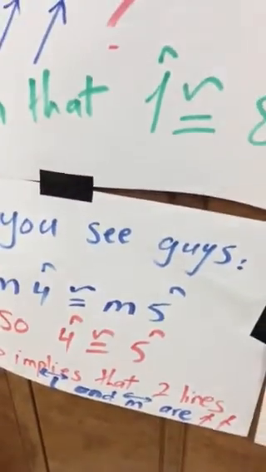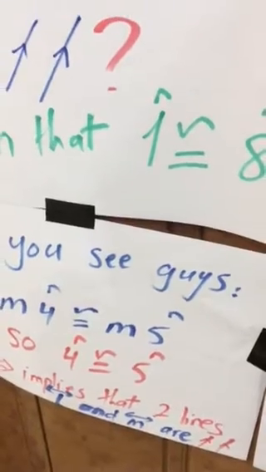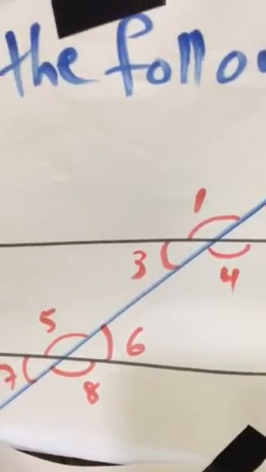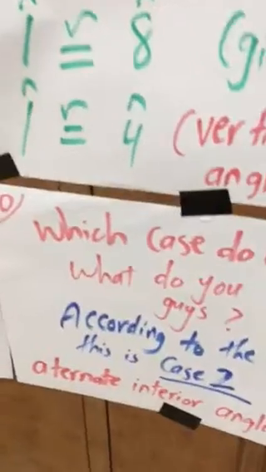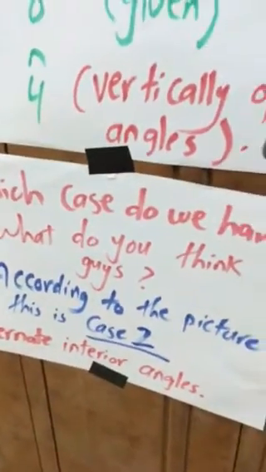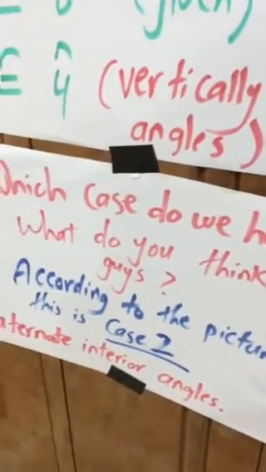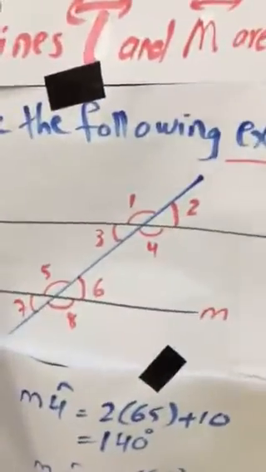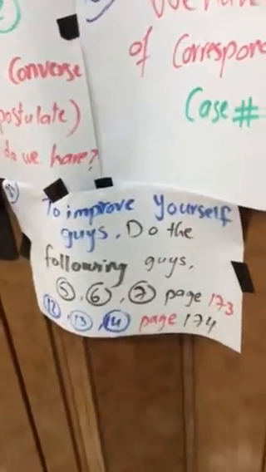But again, what do you think 4 and 5 are? Which case do we have? Let me go. Yes, this is 4 and this is 5. Excellent. They are alternate interior angles. You are excellent. Here he said, which case do we have? Yes, according to the chart or the graph, this is case number 2, alternate interior angles. And again, in this case we prove that these two lines are parallel.